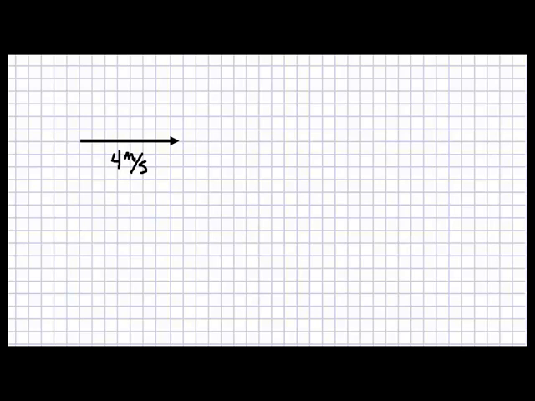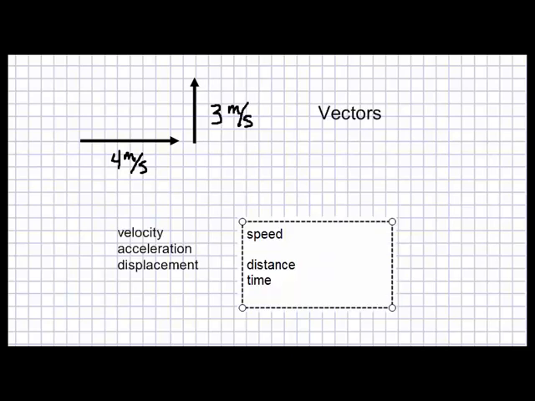In other words, what do we do when we perhaps are moving at 4 meters per second to the right, but simultaneously a wind maybe is blowing us at 3 meters per second upward? How do we figure out what kind of motion we get in that case? Here we must introduce a new mathematical idea, and that is the mathematics of vectors.